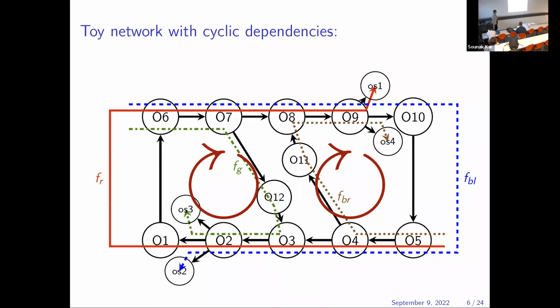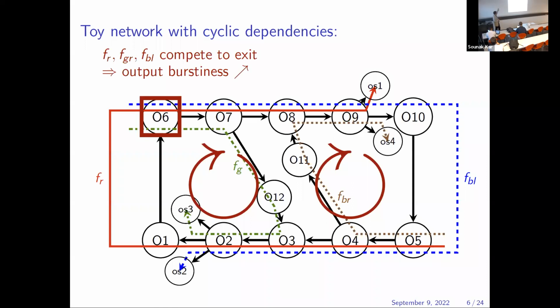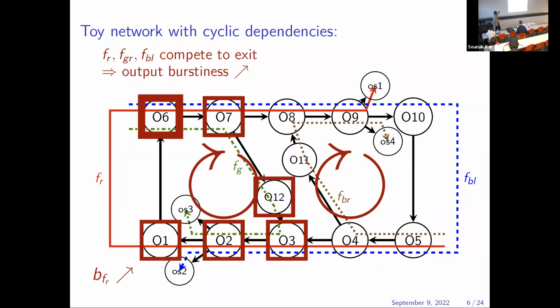We have 2 cycles on this network. Why do we have a cycle? It is because, for example, at node O6, we have 3 flows that compete to exit the node. So the output burstiness for the flow increases and is then transmitted along the path of the flow, until reaching the node O6. So at node O6, the input burstiness depends on the delay at node O6, which itself depends on the input burstiness. So we have a cyclic dependency.